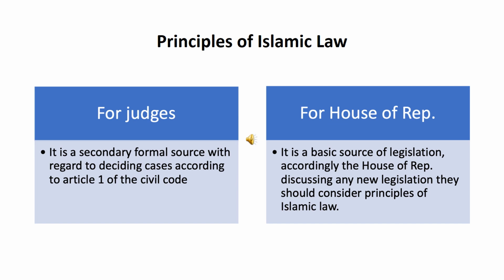Again, to summarize, the principles of Islamic law, for the judges, are considered a secondary formal source with regard to deciding cases according to Article 1 of the Civil Code, while for the legislator or the House of Representatives, they are considered a principal and basic source of legislation. Accordingly, when the House of Representatives discusses any new legislation, they should consider principles of Islamic law and they are not allowed to violate it.